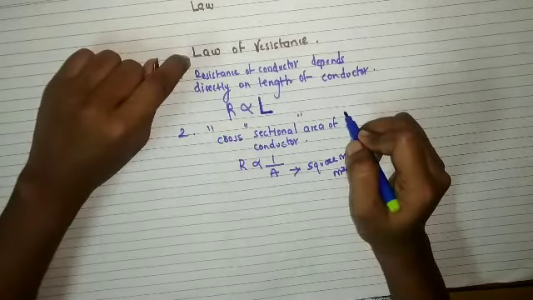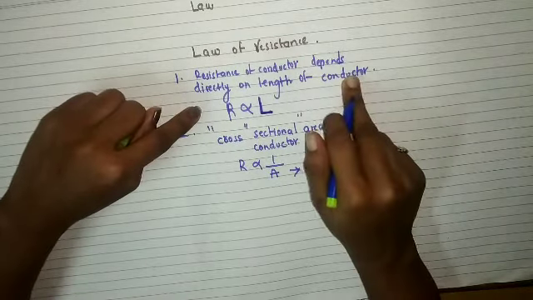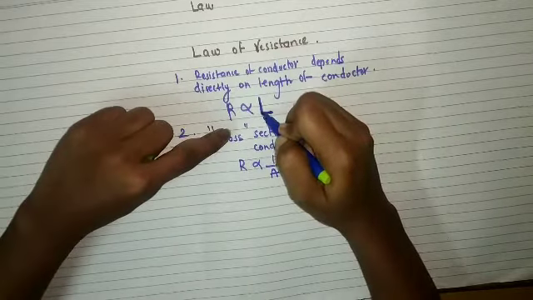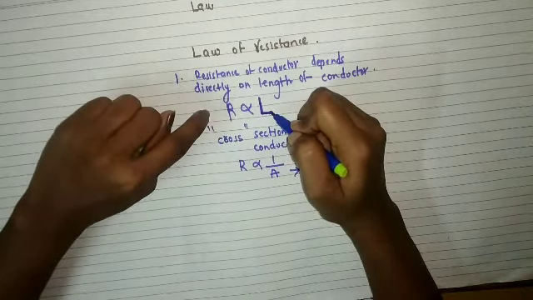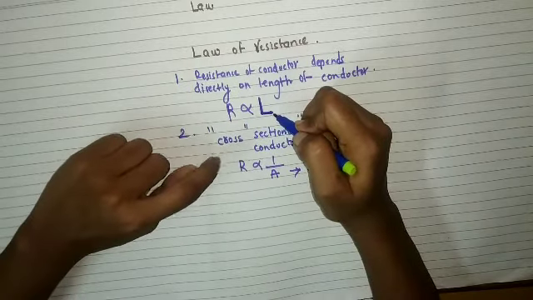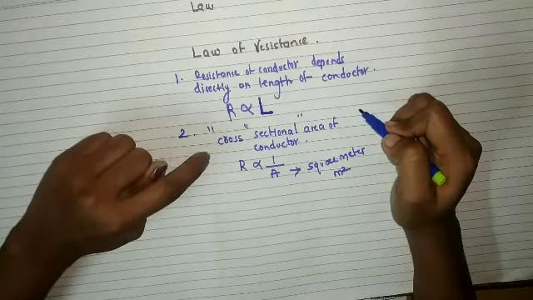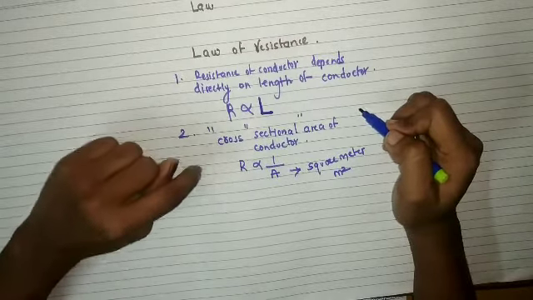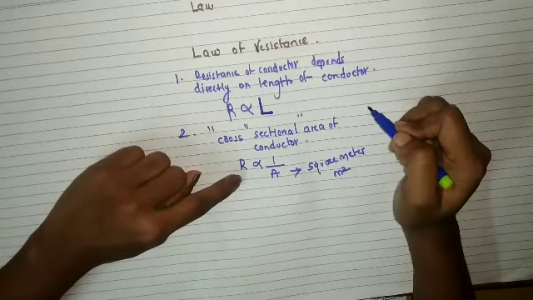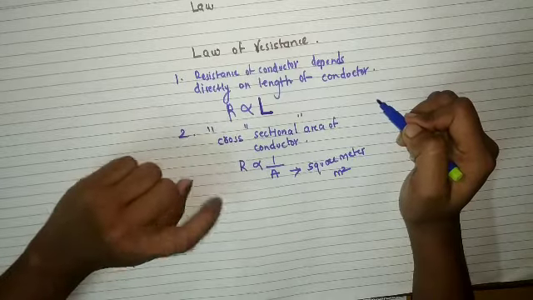So the law of resistance says that resistance of a conductor depends directly on the length of the conductor. That means if the length of the conductor is more, resistance will be more. Second, the resistance of a conductor also depends on the cross sectional area of the conductor, and the relation is R is inversely proportional to cross sectional area.